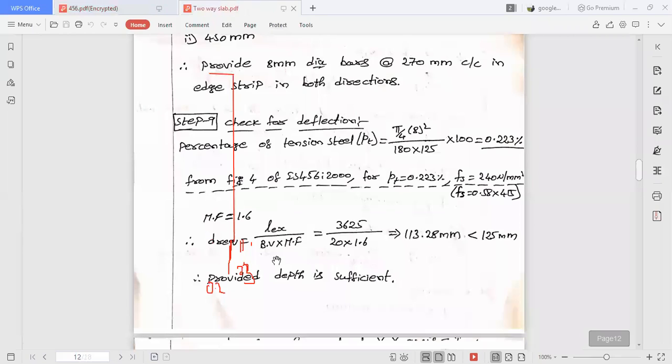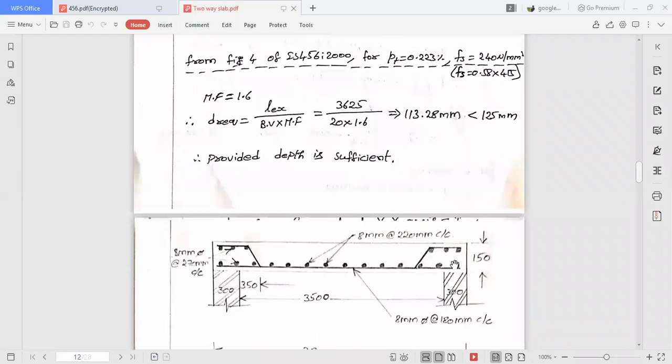Next, after knowing the modification factor, the next step is to substitute the values. We got 113.28 mm. Now what we have provided is 125. As per design, to resist deflection, the minimum depth required is 113. And how much have we provided? 125. Hence it is safe against deflection. So the provided depth is sufficient. Okay. This is the design of a two-way slab subjected to simply supported condition.